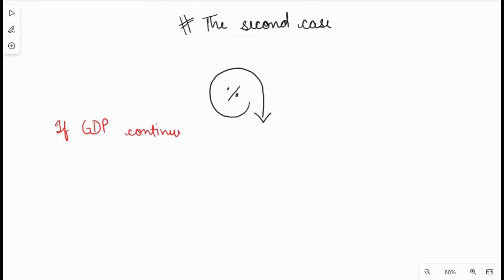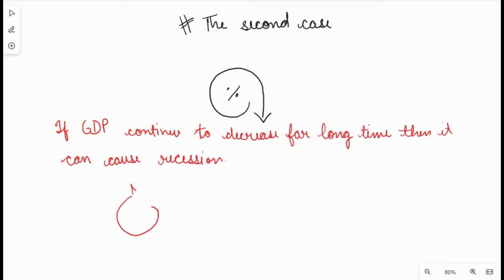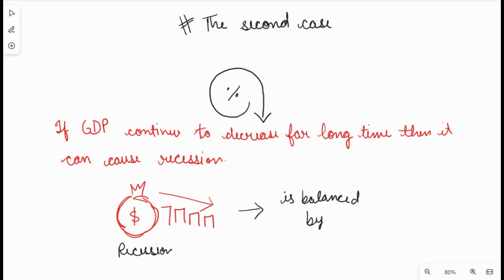The second case is when GDP decreases. If the GDP continues to grow negatively, then this means there is a recession, and this problem is tackled by lowering the interest rates, which will ultimately balance the production and consumption rate and the amount of debt on people.